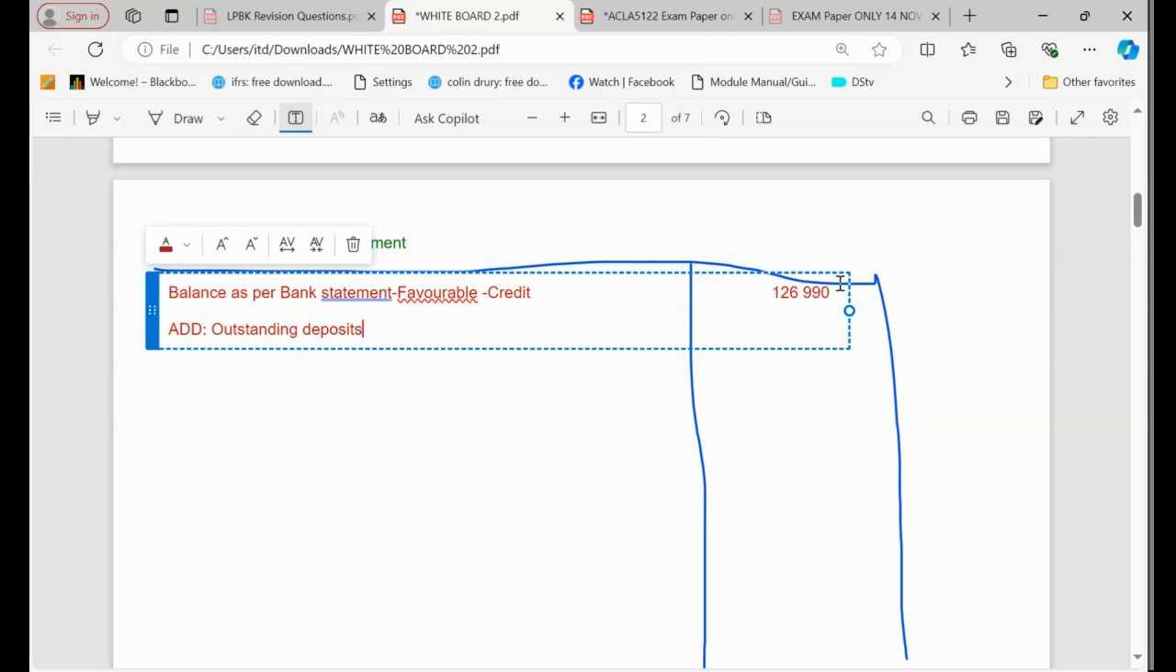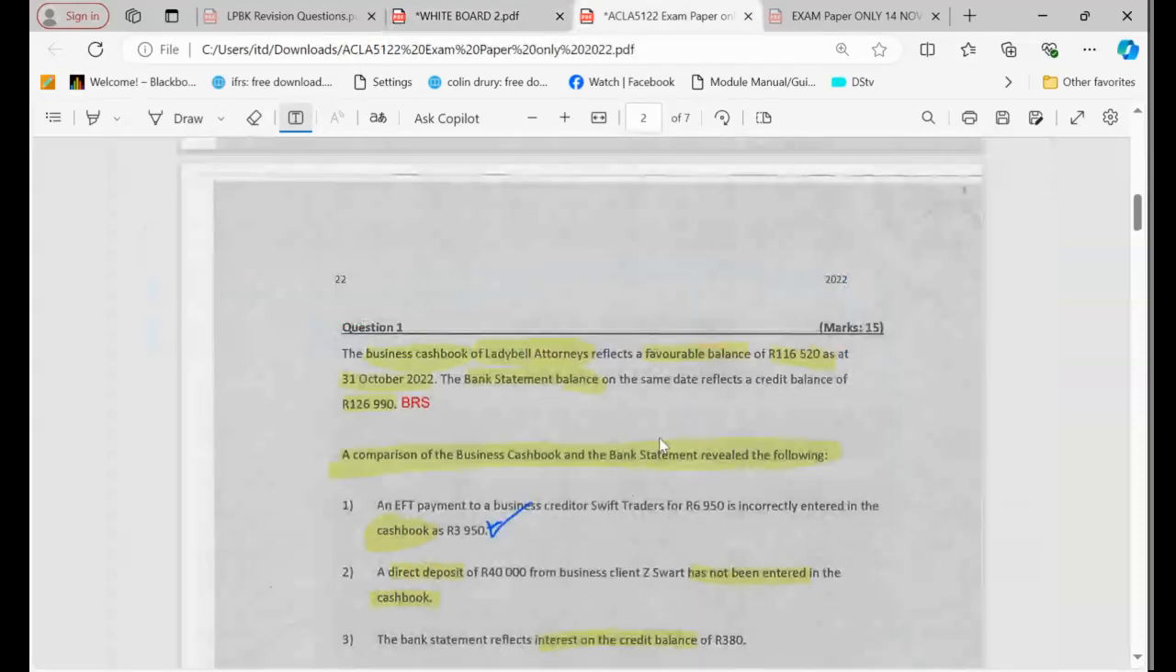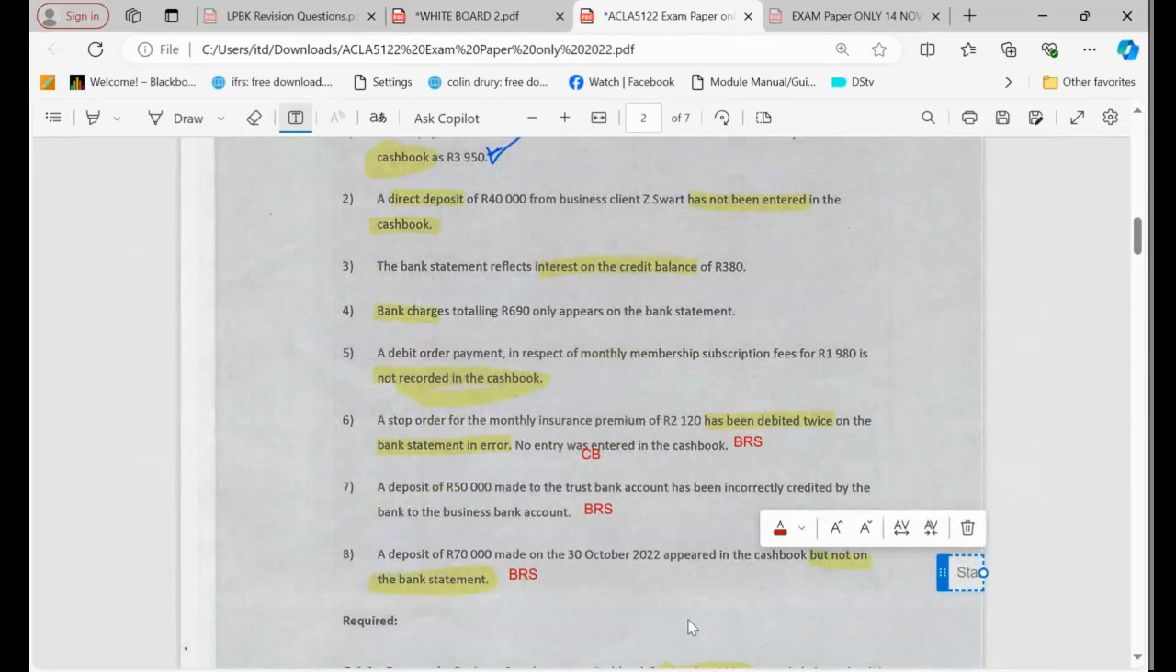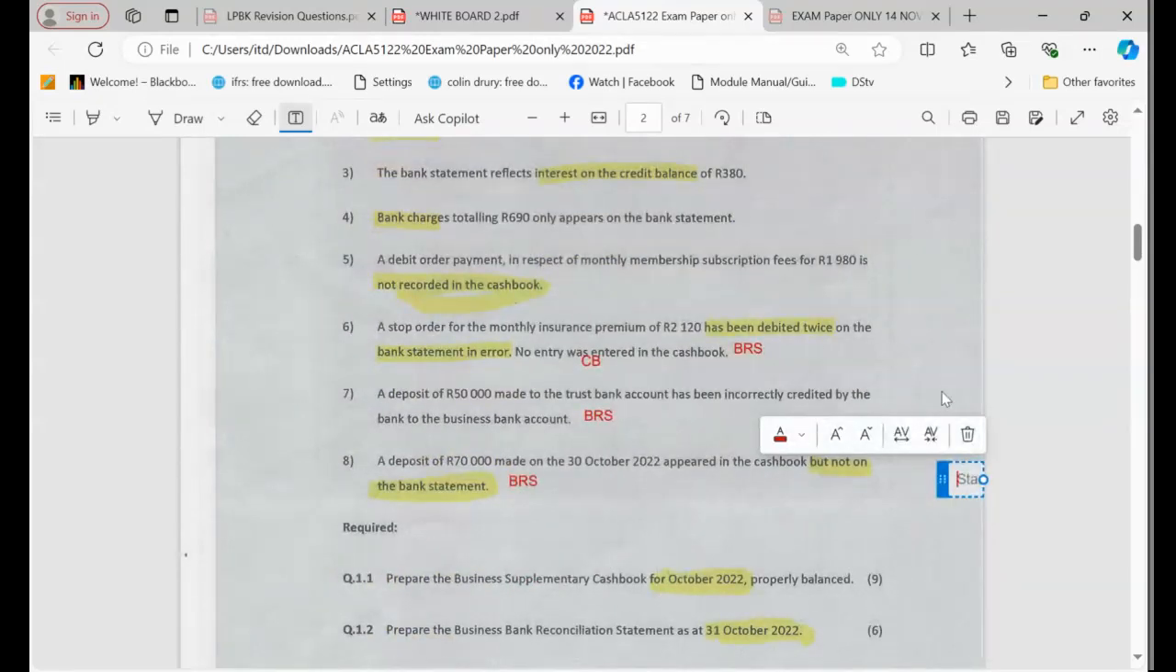We have to check if we have got any outstanding amounts. I like the fact that we highlighted already. If you are writing an exam, you just have to go and check where you wrote BRS. We do have a deposit that is outstanding, which is number 8.